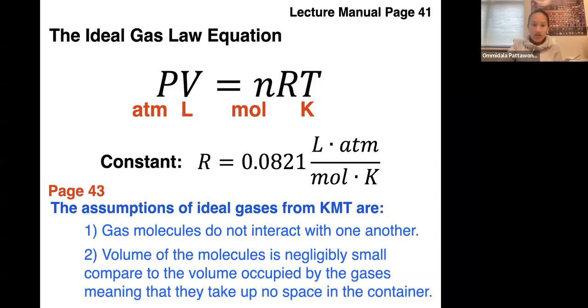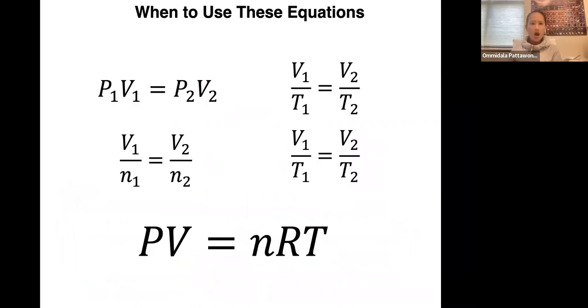They would not lose any energy, and also the size of the gas particles is very, very small compared to the volume of the container. Therefore, in this case, we can imply that the volume of the gas would be the same as the volume of the container that the gas is inside. So we can use the fact that the volume of the container would be the same as the volume of gas. All right, so when do we use all of these equations then?